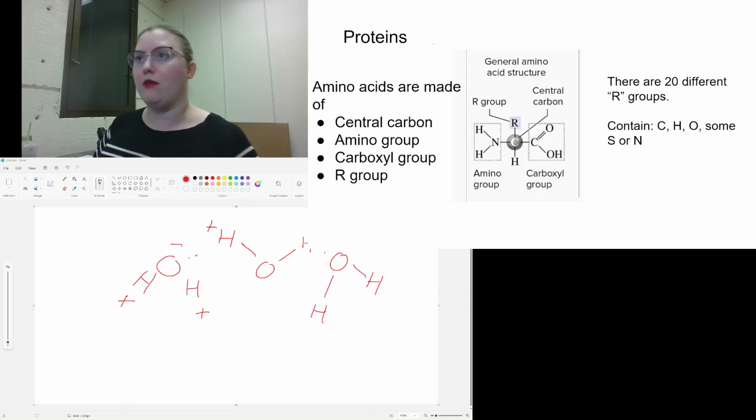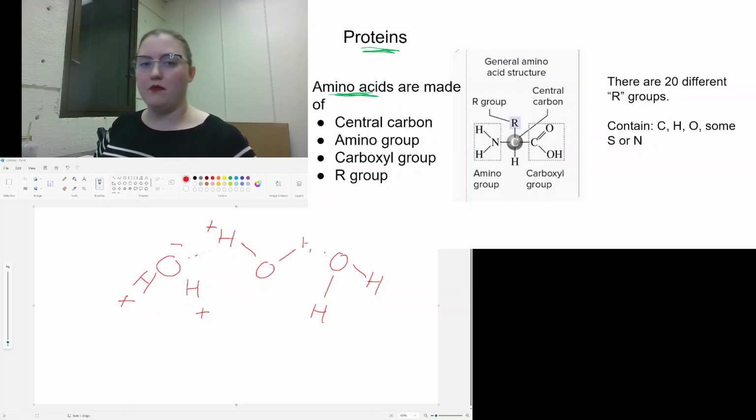Our third group of biomolecules is proteins. You may be familiar with this from a nutrition standpoint, things like steaks or fish or pea protein. Those are all nutritionally considered protein. What a protein actually is, is a molecule made up of amino acids. Amino acids, you may have also heard, is a nutritional supplement.